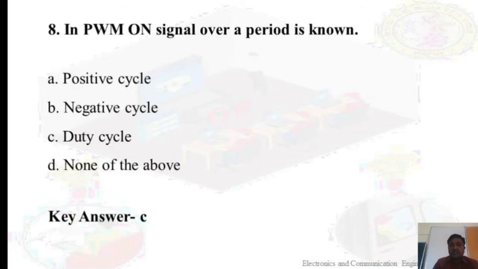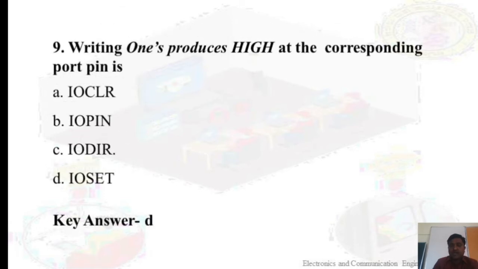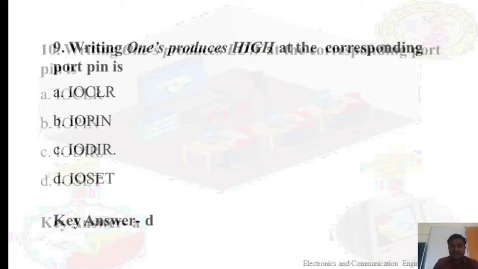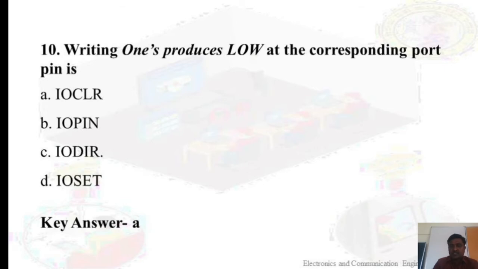In PWM, the on signal over a period is known as: positive cycle, negative cycle, duty cycle, none of them. C, it is the duty cycle. Writing ones that produces high at the corresponding port pin is IOSET, so option D is correct. Writing ones that produces low at the corresponding port pins is IOCLR, which clears the values. The key answer is correct.